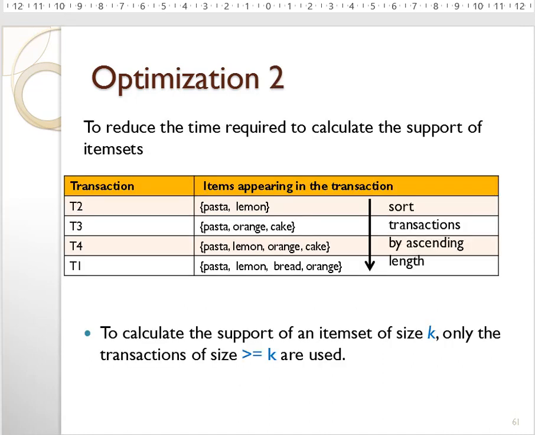Optimization number 2. Another trick. We can sort the database by the length of the transactions. So here I put all the transactions with 2 items, then 3 items, then 4 items, and so on. So the transactions are sorted by size. Now if we look at some item sets with 3 items, for example, we know that we don't need to look at all the transactions with 2 items or 1 item, because they are sorted by increasing length. We can save a lot of time when we scan the database. So this is another optimization.